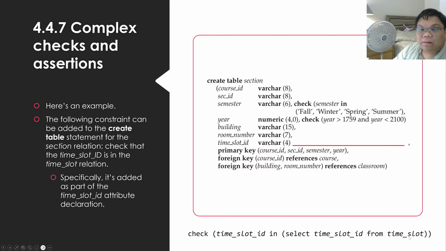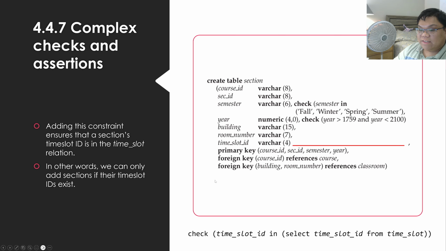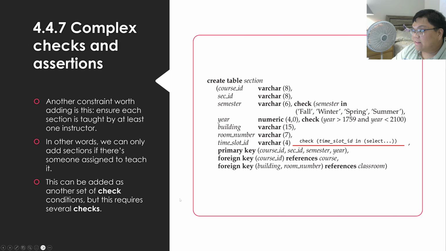So timeslot is our table of time slots. What we're doing is making sure that we have a timeslot ID that exists in our table of time slots. What this does is we can only add sections if their timeslot IDs exist. So you can just add that in there.